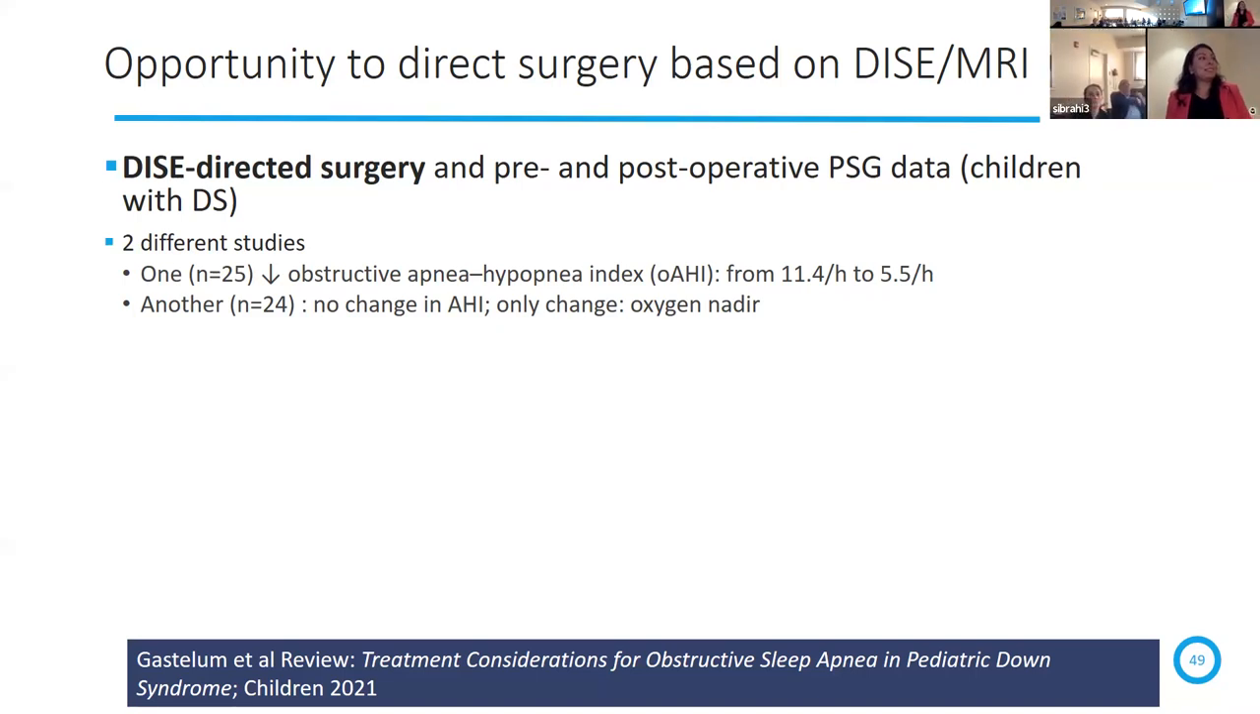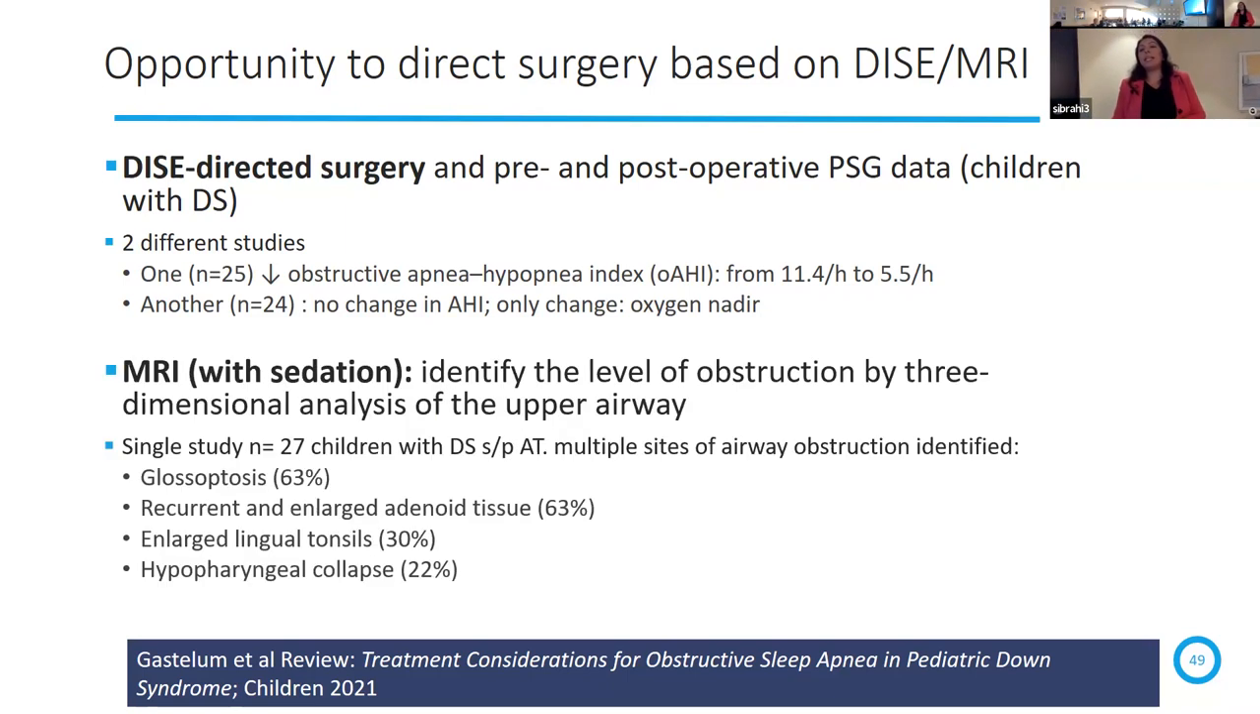Mm-hmm. Or the surgeon who's selecting the surgery based on the DISE, because it still needs that subjective lens, absolutely. And then with MRI, could we identify some level of obstruction? It's an expensive way to do it, but it can happen, as illustrated in this study of 27 children, SAS plus TNA. They wanted to highlight that there are multiple sites of airway obstruction identified, such as glossoptosis, which I'll show you a picture of in a second, and recurrent adenoid tissue that can happen.